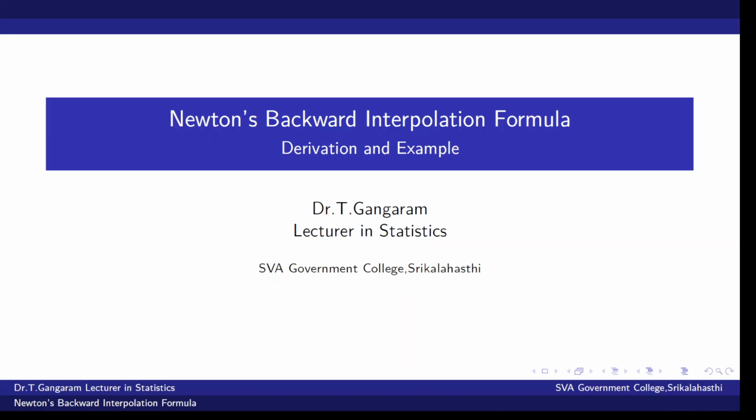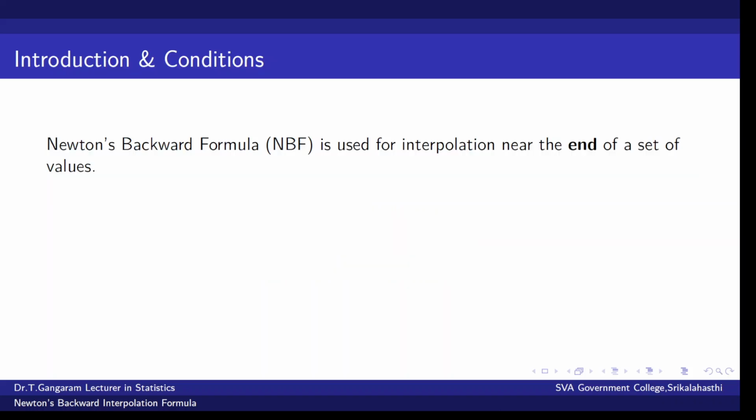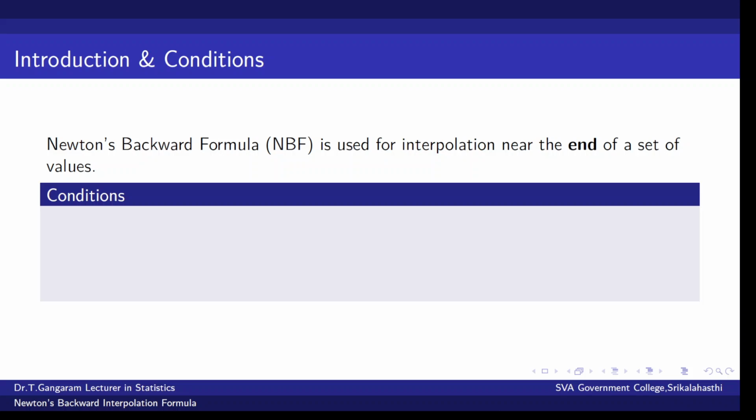Welcome learners. The objective of this video lecture is to derive Newton's backward formula and to solve a problem by using Newton's backward interpolation formula. For applying Newton's backward formula, the values to be interpolated must be at the end of the given set of observations.